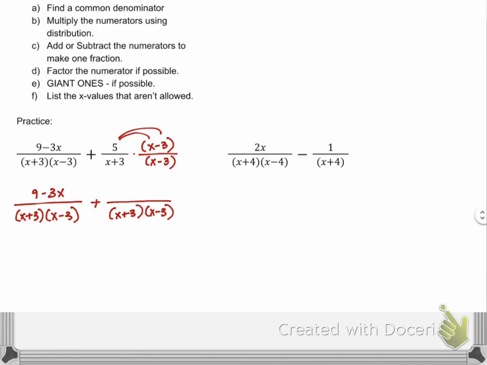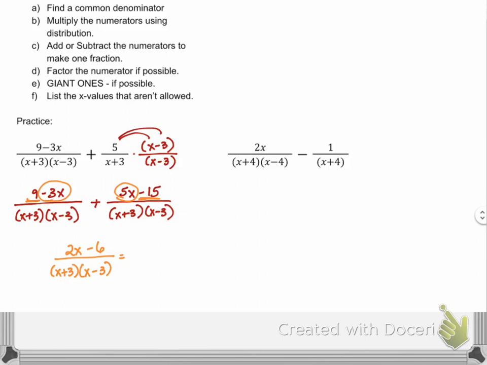We're not going to multiply out the bottom. We're just going to write it out as a product. But I multiply 5 by x, and I get 5x. And 5 times negative 3 is negative 15. Now we're going to combine like terms across the top. Again, this is addition. So we're going to add negative 3x and 5x, and that gives me 2x. And we add 9 and negative 15, and that's negative 6. You can see I circled and underlined. And then all over that common denominator of x plus 3 and x minus 3.